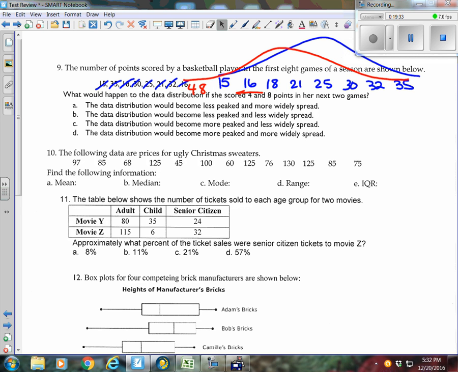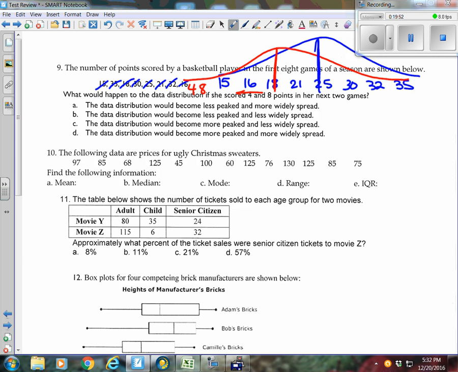Instead of having an average probably somewhere in the 20s, now my average is going to probably be pulled back down somewhere in the teens. Okay, just as a rough estimate. The data distribution would become less peaked and more widely spread. Well, that's true. It's probably not going to go up as high.